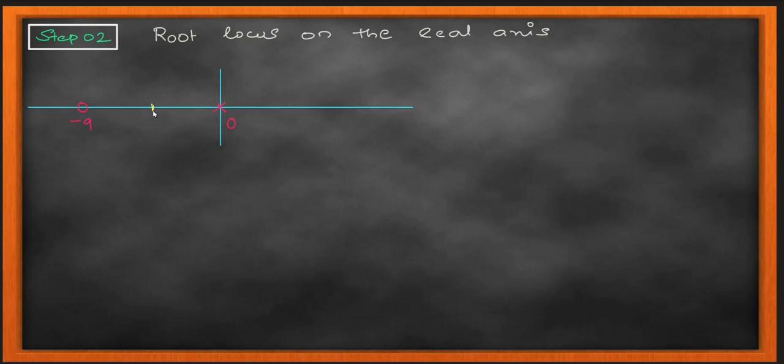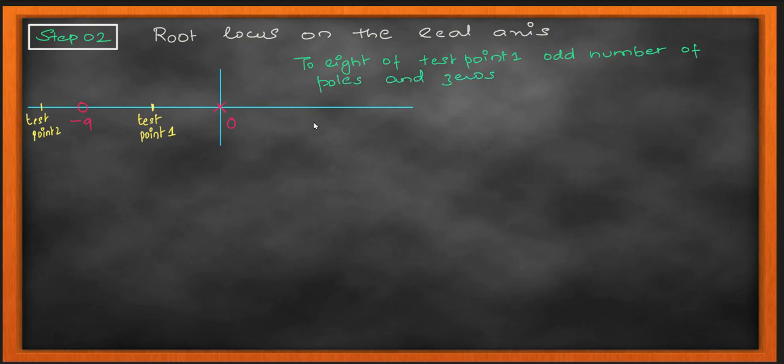So let us now take my test points. These are the two test points. If I take test point 1, then to my right side, how many zeros and poles do I have? I have 1 zero and pole. And to the right of test point 2, I have 2 zeros and poles.